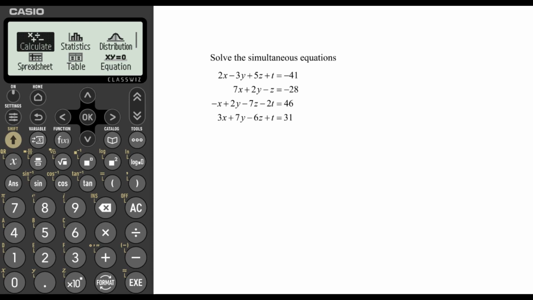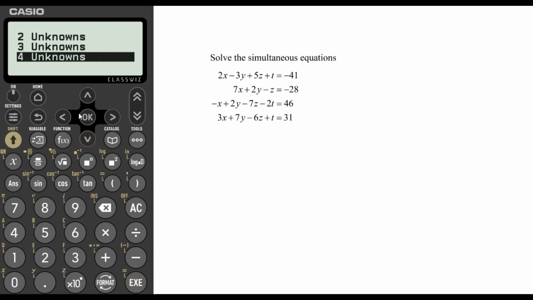We can use our calculator to solve simultaneous equations with 4 unknowns. In this example, we have to solve these simultaneous equations. 2x subtract 3y plus 5z plus t equals negative 41. 7x plus 2y subtract z equals negative 28. Negative x plus 2y subtract 7z subtract 2t equals 46. And 3x plus 7y subtract 6z plus t equals 31. From the main menu, scroll down to the equation sub-menu. We have a simultaneous equation with 4 unknowns.